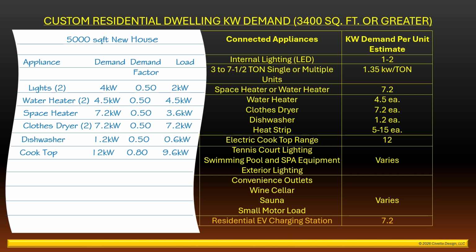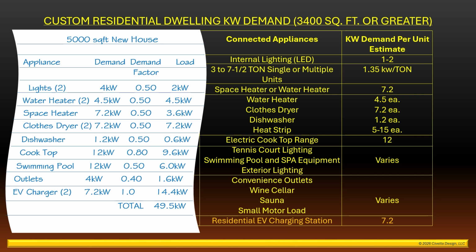Our client wants to install a swimming pool with a lot of outlets and 2 EV chargers for their 2 cars. We end up with a total estimated load of 49.5 kilowatts. It should also be noted that this by no means is an exhaustive list of every possible home electric appliance. If your client likes to weld on the weekends or has a machine shop installed in the basement, be sure your local utility representative is aware and understands the additional electric demands of that equipment.